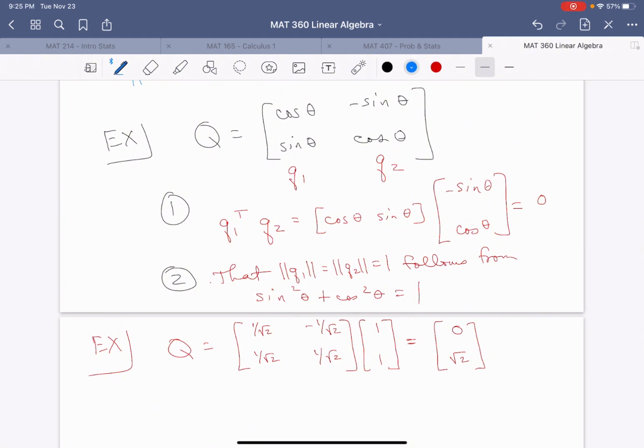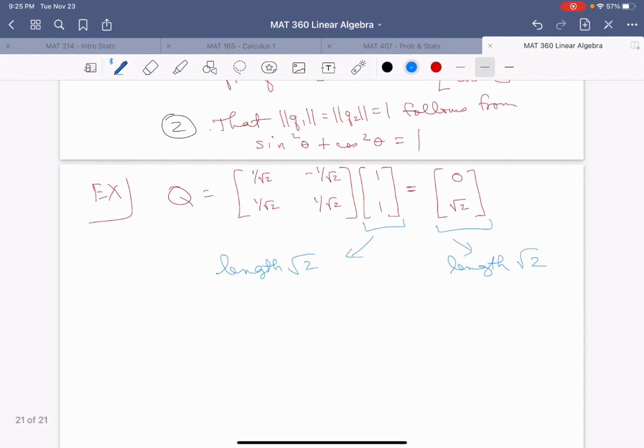And then, okay, assuming I did that product correctly, let's compare the lengths of these two. So the length of that input vector is the square root of 2. And then the length of this one is clearly the same. So there's an example where we've verified that multiplication by this orthogonal matrix will preserve the lengths for us. And so we'll just stop there for now.